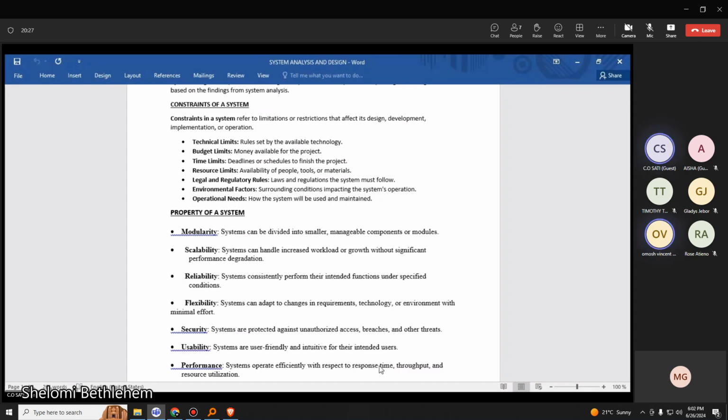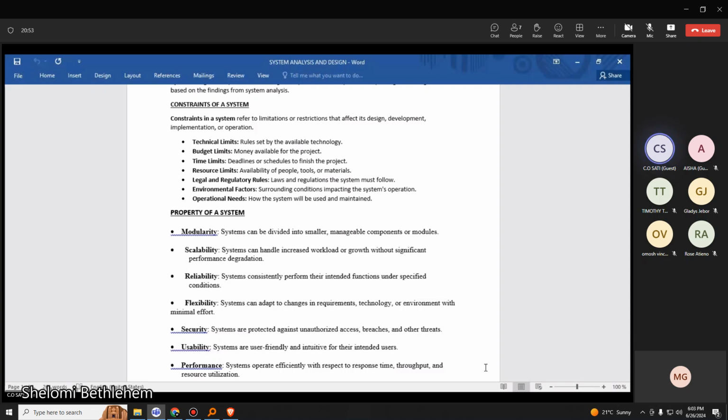Thank you, Vincent, for that. When we talk of scalability, it's just a condition a system can handle. You can increase the workload on a system and it will not interfere with its performance. If you expand it, the system should be in a condition to handle the workload.